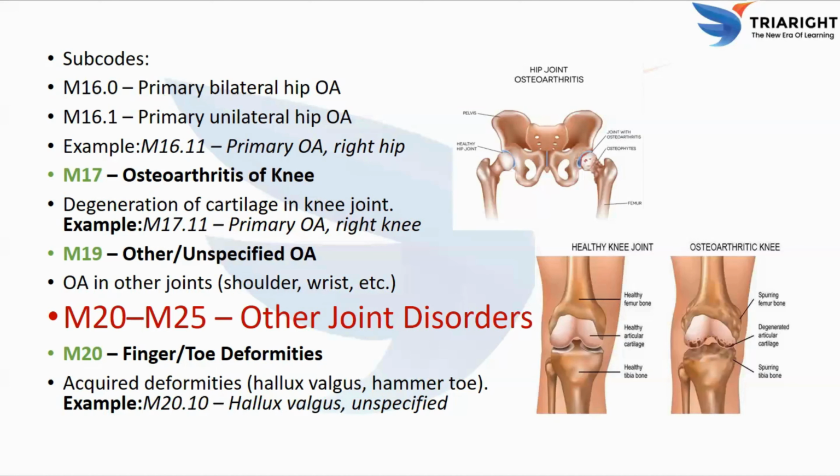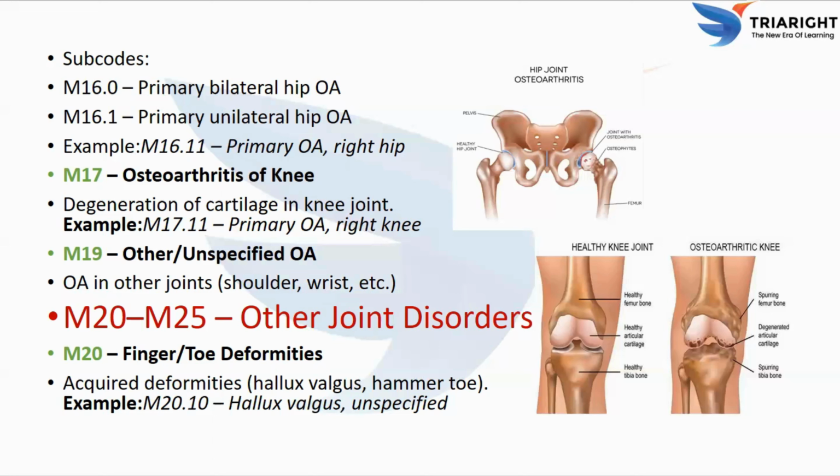So what is an example of the conditions under M20? Hallux valgus. It describes the deviation of the big toe towards the other toes, nothing but the common bunion deformity. The next is, what is an example of M20.10? Hallux valgus, unspecified, and it is used when not specified as right, left, or bilateral. You have to show students images of normal versus hallux valgus to help them visualize the deformity.